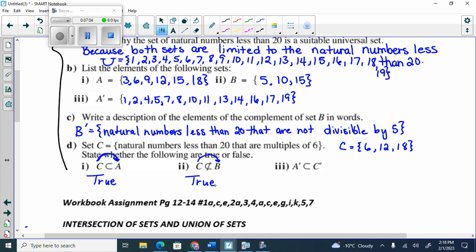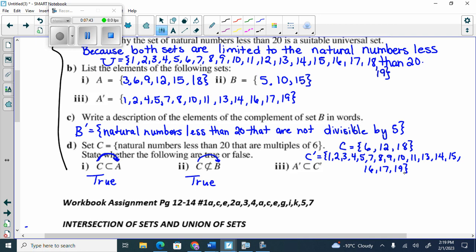And then here it says not A is a subset of not C. When I want to compare them, I will always write out the sets that are being compared. So I have not A already, the complement of A up there. But I don't have the complement of C, so I like writing them both out so I can compare them. So the complement of C is everything but 6, 12, and 18. So it would be 1, 2, 3, 4, 5, 7, 8, 9, 10, 11, 13, 14, 15, 16, 17, and 19.